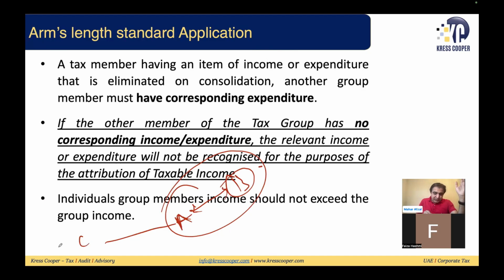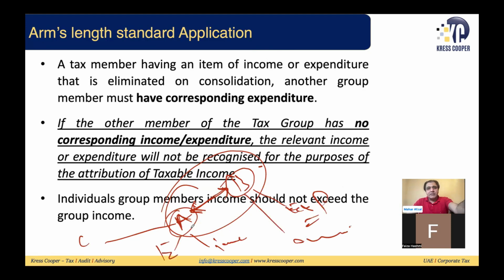Now, if the transaction is between two members of the same group, the principle is basically that we need to assess whether, if A has income, B has corresponding expenses or not, or if B has income, A has corresponding expenses or not. This is the key principle. If A has income, does B have corresponding expenditures or not? If B has income, does A have corresponding expenditures or not?